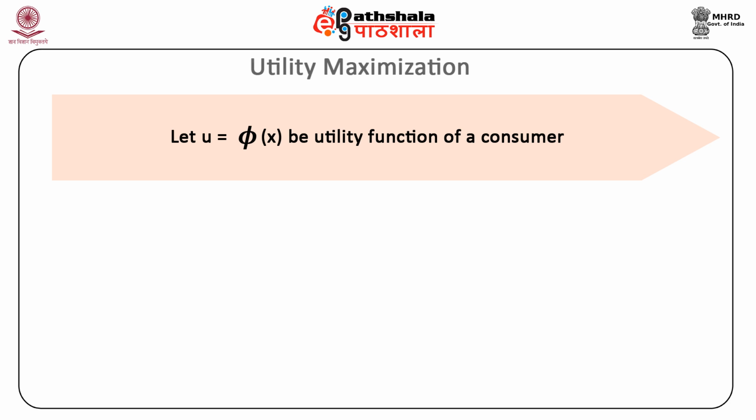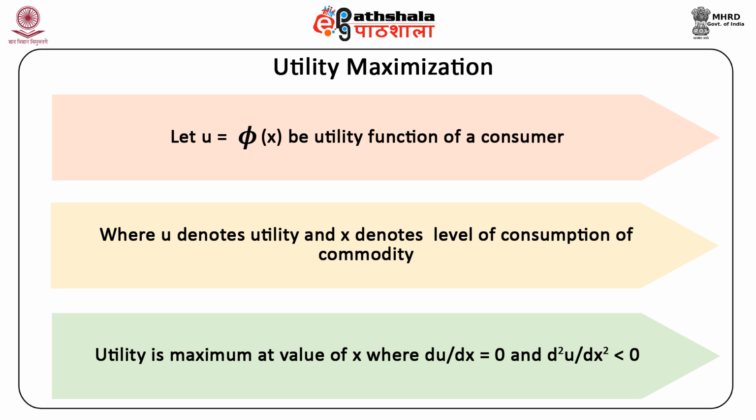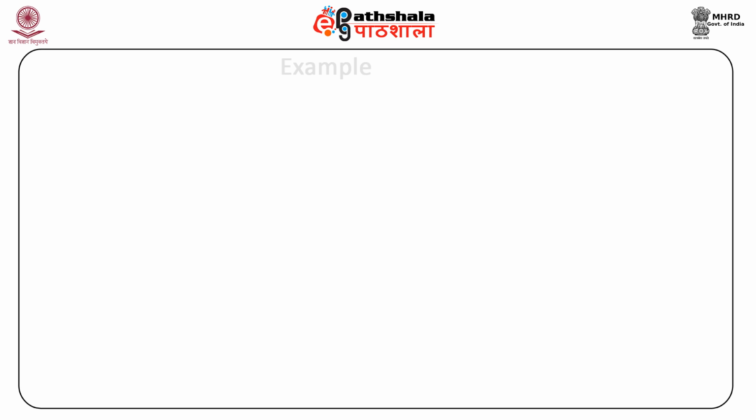Let u equal a function of x, the utility function of a consumer, where u is utility and x is the level of consumption of a commodity. The utility is maximum at a value of x such that du/dx is equal to 0 and the double derivative of u with respect to x is less than 0. Now, let's take a look at an example of utility maximization.